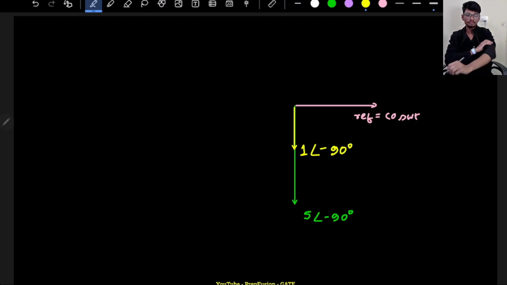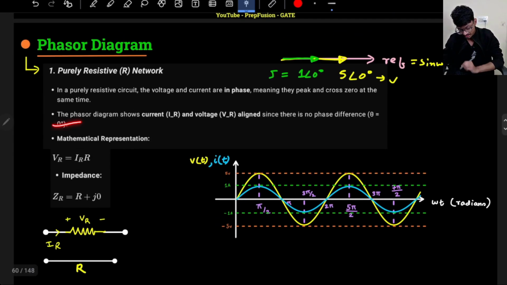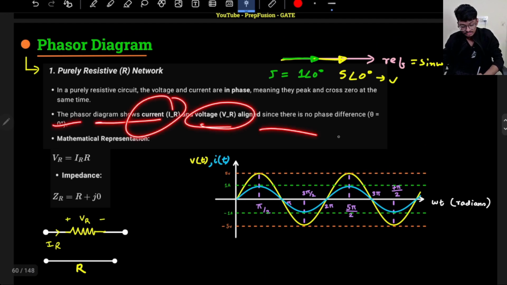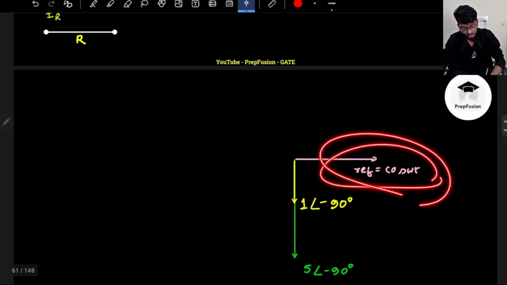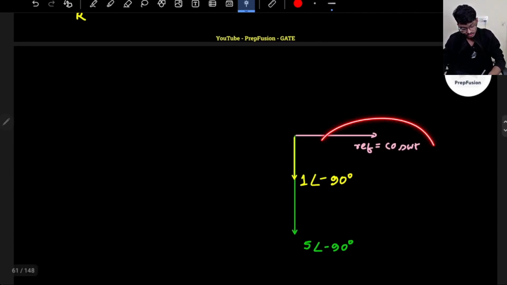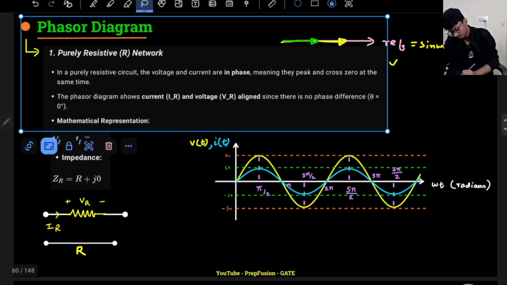Are you noticing something? Yes, it is not aligned with the reference, but still your current and voltage are in the same phase, the same line. So what do you understand from this? I hope this second point is clear now. The phasor diagram shows the current and voltage will be aligned. It is not necessary that it will be on the reference only. It can be something else as well, depending on what reference you choose. Here we have chosen the reference as cos omega t, so voltage and current will be in the same phase, but not with the reference. That is fine. But voltage and current must be in the same phase for a purely resistive network. That was for the purely resistive network.